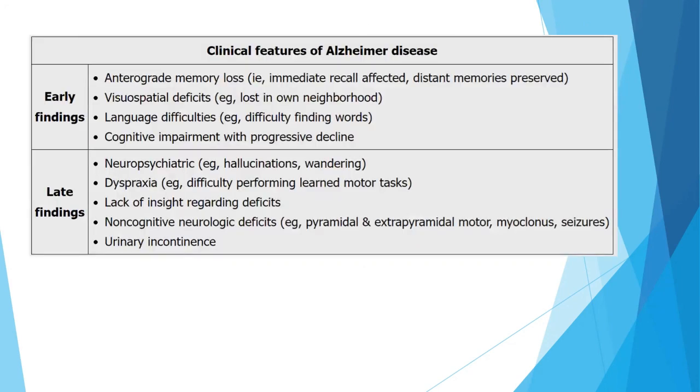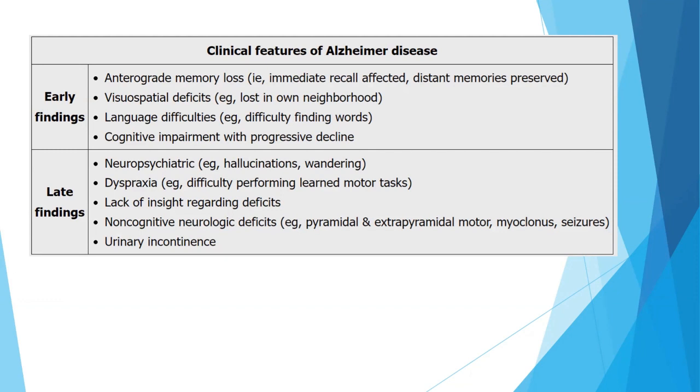So the patient is having Alzheimer's disease. In Alzheimer's disease, the patient has anterograde memory loss, that is immediate recall affected and distant memories are preserved. Visuospatial deficits, for example, getting lost in their own neighborhood, language difficulties, cognitive impairment with progressive decline. Late findings include neuropsychiatric symptoms like hallucinations, wandering.